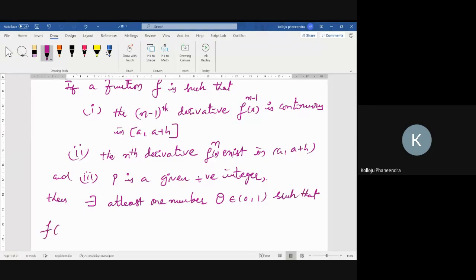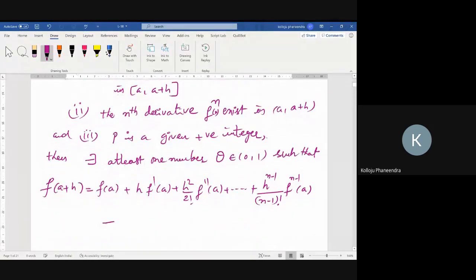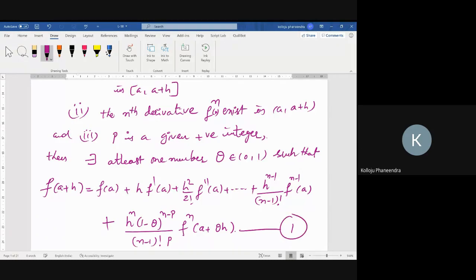now the Taylor's theorem: f of a plus h equals f of a plus h into f dash a plus h square by factorial 2 into f double dash a, and so on, plus h to the power of n minus 1 by (n minus 1) factorial into the (n minus 1)th derivative of a, plus the last remainder term: h to the power of n into (1 minus theta) whole power (n minus p) by (n minus 1) factorial into p, into f nth derivative of (a plus theta h). Take this as equation 1.